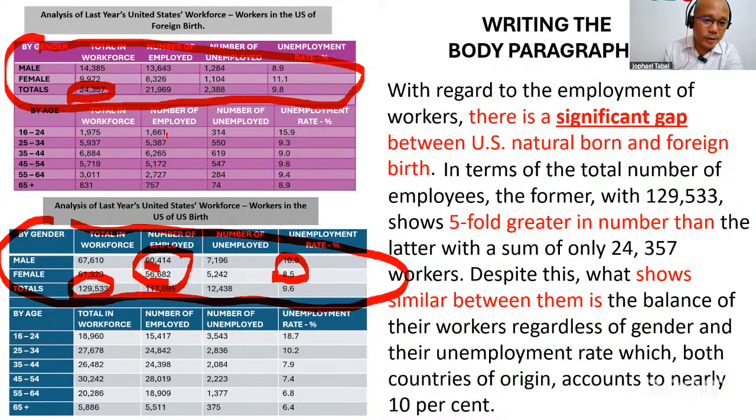The same thing with those who were of foreign birth, right? They also show an almost equal percentage of male and female workers. And they also show an almost equal percentage of unemployment rates, okay? So that's one example of grouping information, not grouping them from top to bottom or left to right, okay?